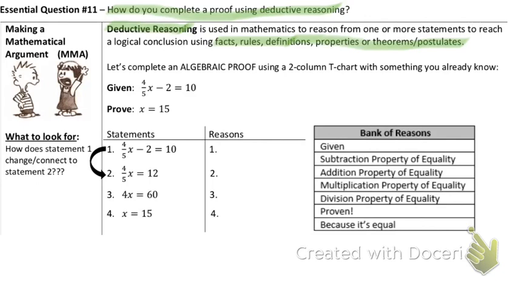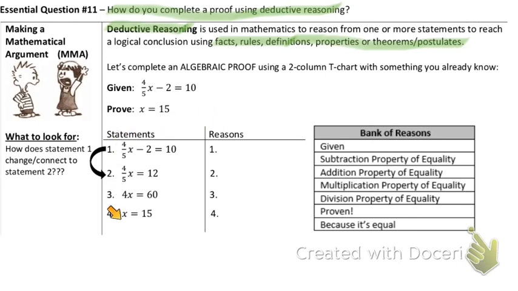So we're going to do a quick example here on an algebraic proof. This is something you should be comfortable with. You should know how to solve for x. In essence, we're just solving for x, but we're going to do it in proof form just to get us comfortable with how proofs work.